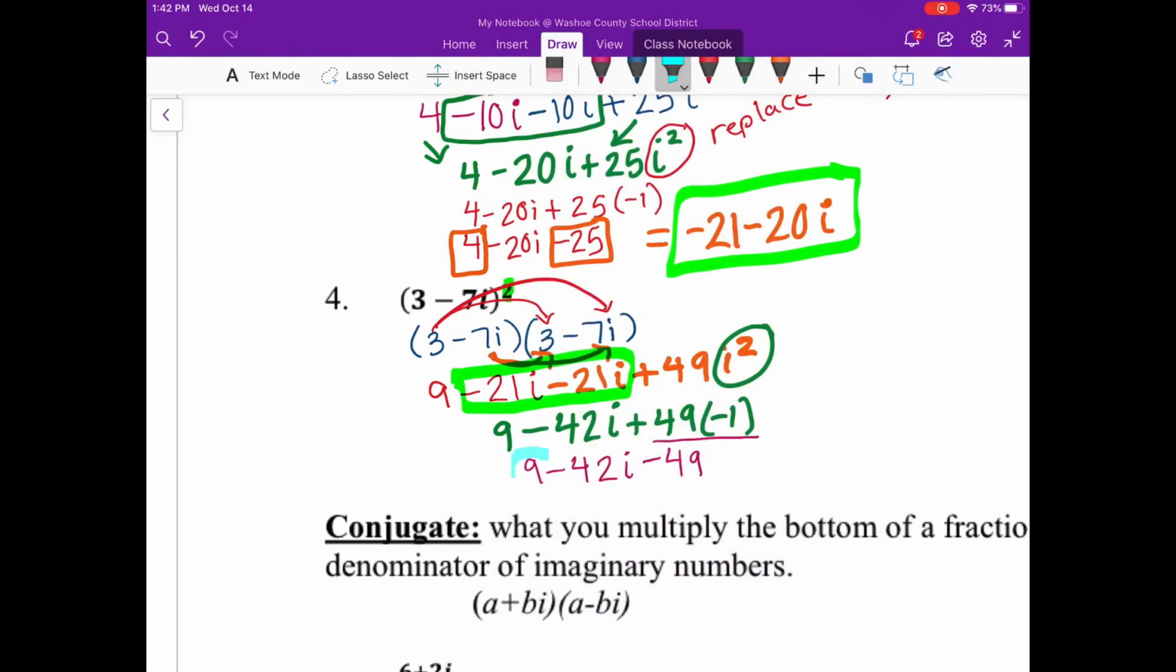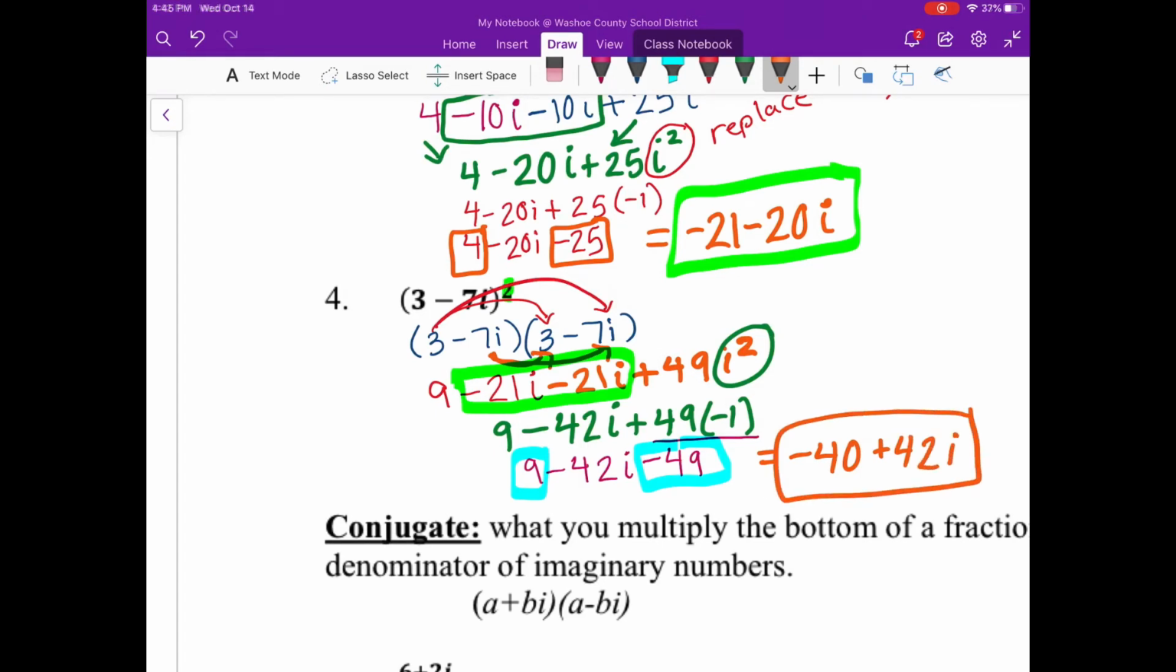One more combining like terms here. I can combine my number 9 minus 49. Gives me a negative 40. And then I have a plus 42i.